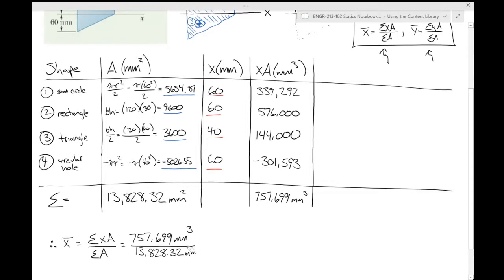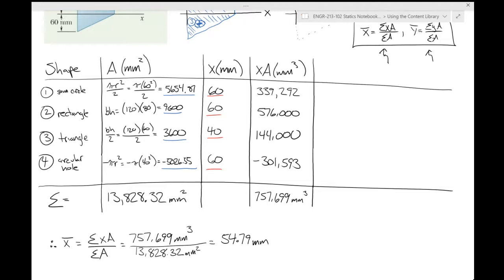Look what happens to the units. Cubic millimeters divided by square millimeters. We got some cancellation, and I'm just going to be left with millimeters. So what do I got? 54.79 millimeters, and that's what I got as well. So there's where the centroid is along the x-axis.